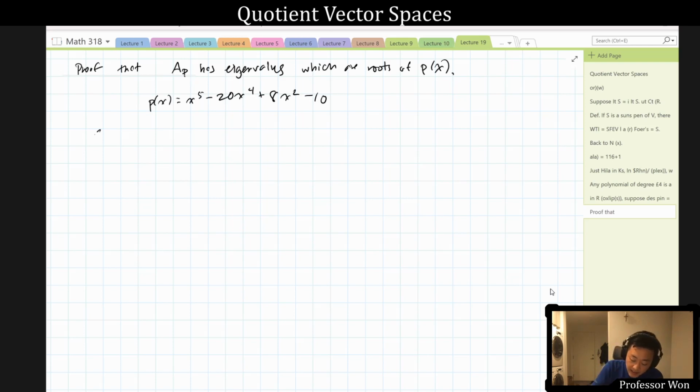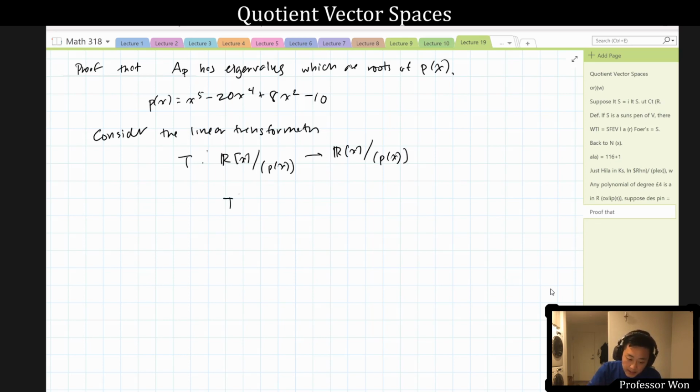Okay, and here's the trick. Consider the linear transformation. I'm going to call it T, and it's going to go from this quotient vector space to itself. What does it do? It takes a polynomial, and remember the polynomials here are equivalence classes of polynomials. So it'll take a vector r of x to the vector x times r of x. So it multiplies the polynomial by x and takes the equivalence class.